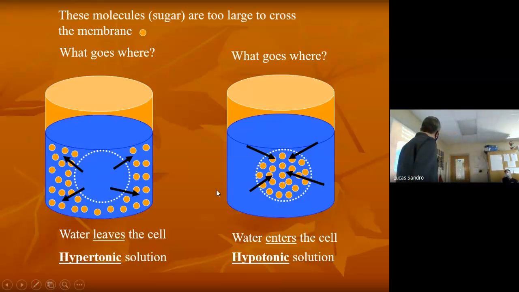And my 12-year-old brain goes, pee. It's like the cell has to pee. Water comes out of it. That's literally how I've remembered it for 25 years, is that hypertonic solutions make the cell pee. They make water come out of the cell. If that works for you, use it. If it doesn't, find something that does, because these two are hard to tell apart. Okay? Questions?